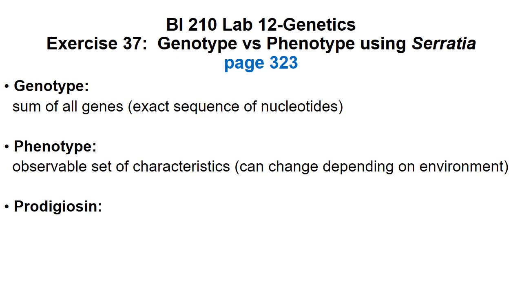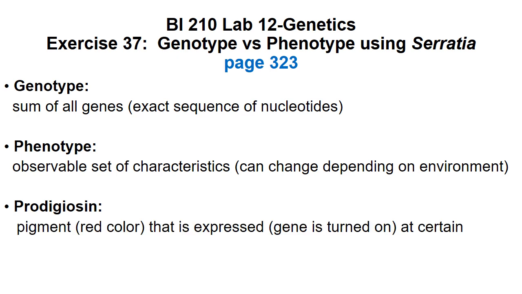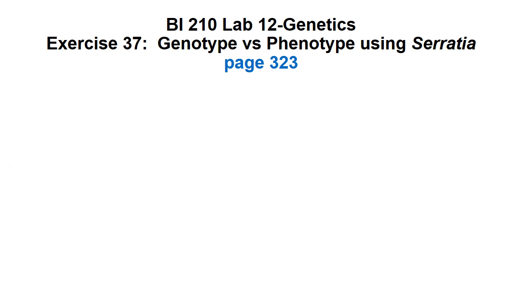We also need to talk about a pigment called prodigiosin, and that pigment is a red color. It produces a red color under certain conditions or certain environmental conditions when this gene is turned on or expressed. So at certain temperatures, this gene is turned on and we see this pigment color of red.